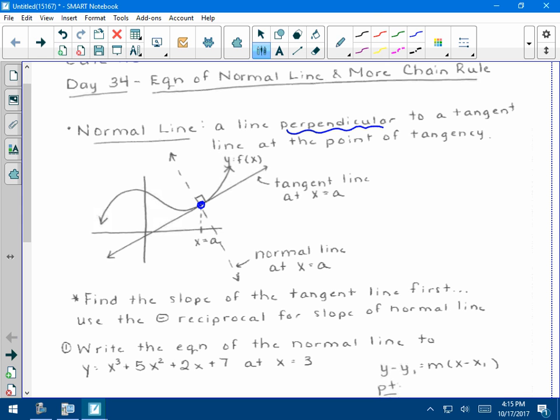So if I want the normal line at x equals a, here's my tangent. The normal line is the line that's perpendicular right there. So I'm looking for the equation of that normal line. We know we can find the slope of the tangent line by finding, what does slope mean in calculus? Derivative. And then how is a perpendicular line related to the line it's perpendicular to? Well, the slope is the negative reciprocal. So once I find the slope for the tangent line, I take the negative reciprocal of it. That'll be the slope of the normal line. So the only new step is taking that negative reciprocal.